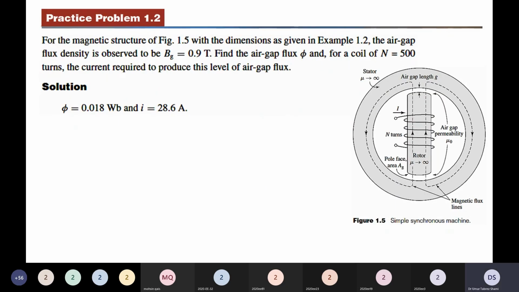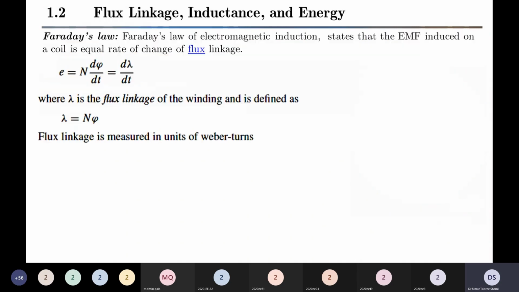Then there is the practice example, which is almost similar to example 1.2. I would like the students to repeat it using practice example 1.2. The solution is also given. Okay, now we come to article 1.2, that is the flux linkage. Flux linkage, inductance, and energy.